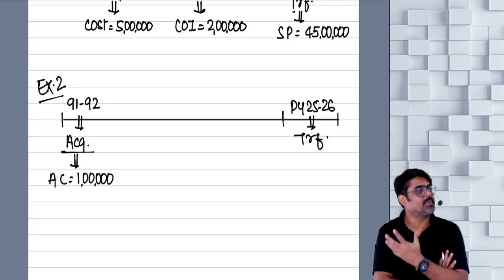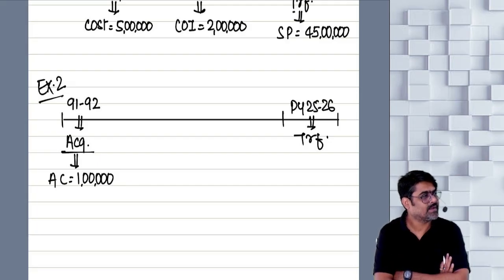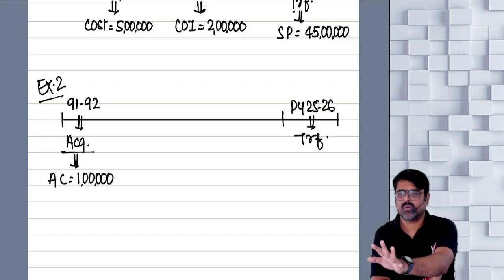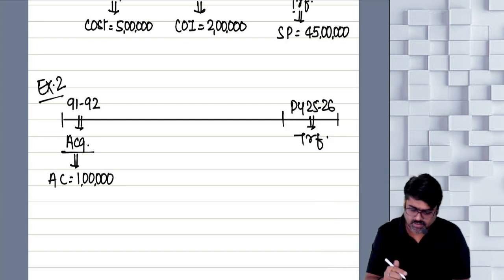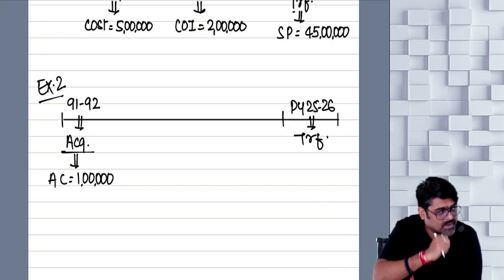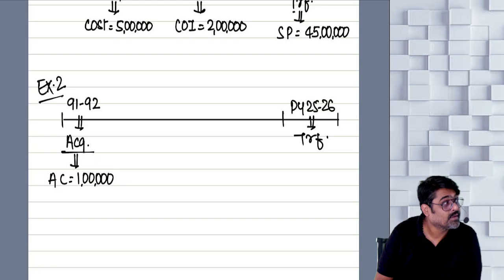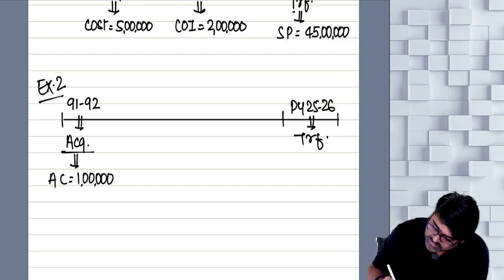Then I did some improvements also. Can I improve the asset? Okay, but let's first ignore the improvement part. First of all, tell me, since the asset is acquired prior to 1st April 2001, do I get the option to take the fair market value as on 1st April 2000? So let's take one example of the fair market value as on 1st April 2000.